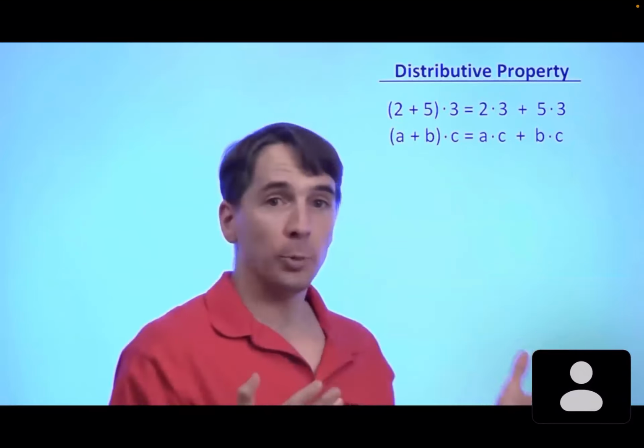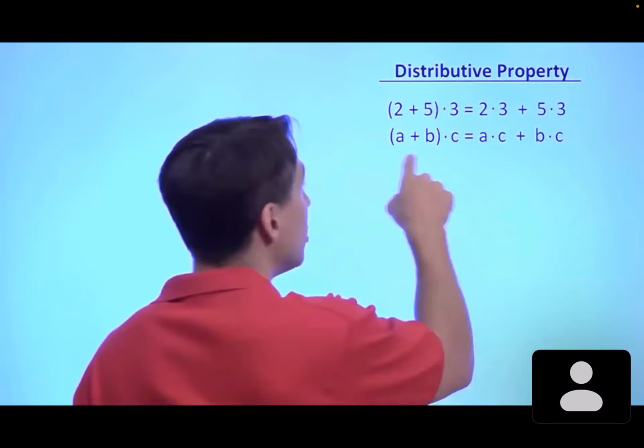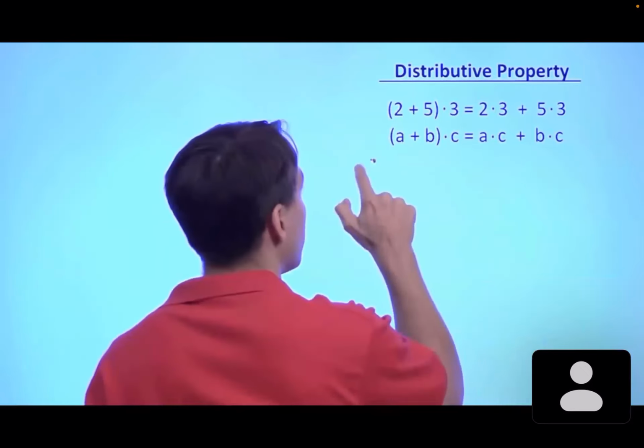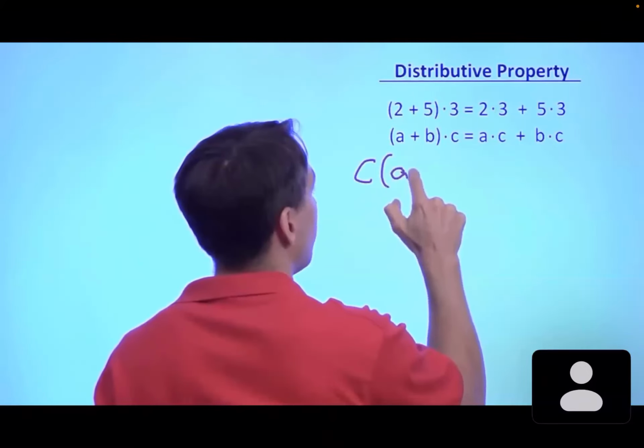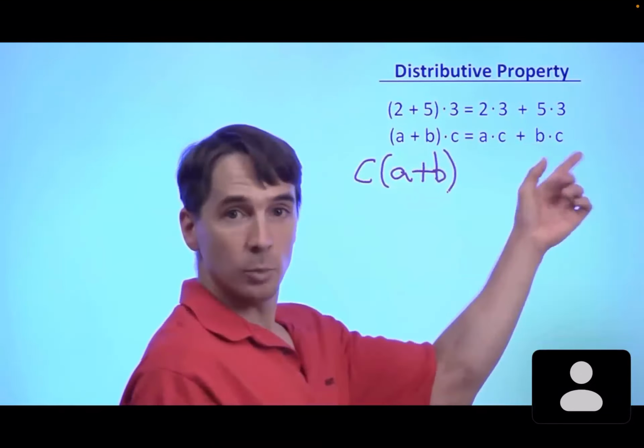Now, of course, with multiplication, if you're multiplying 2 numbers, it doesn't matter what order you multiply the 2 numbers. So I can reverse this product and write it as C times A plus B, and reverse each of these 2 products.